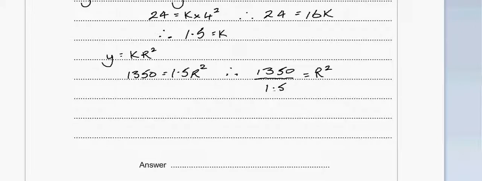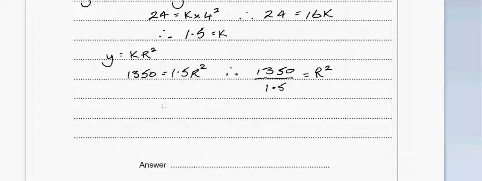Okay, the reason why I say that mathematicians will cringe is because you shouldn't have a fraction within a fraction. What I could have done is multiply both sides by 2 so that I get 2700 equals 3r squared. But I'm just keeping this simple so you can see, and it's a calculator paper anyway. So now what I need to do is find out what 1350 divided by 1.5 is. So 1350 divided by 1.5 equals 900.